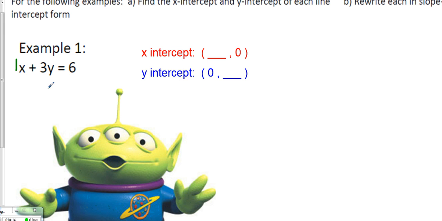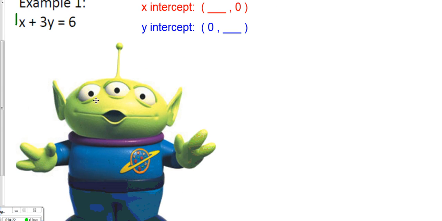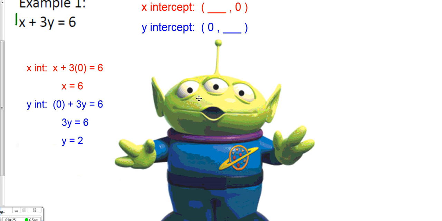So this is standard form. Now, to find our x-intercept, we plug in a 0 for y. To find our y-intercept, we plug in a 0 for x. So that's going to look something like this.